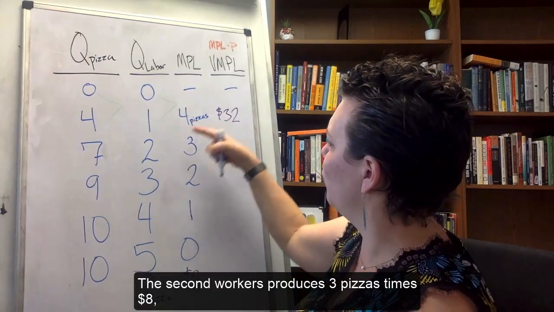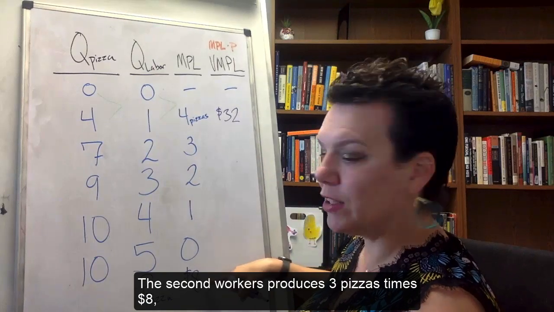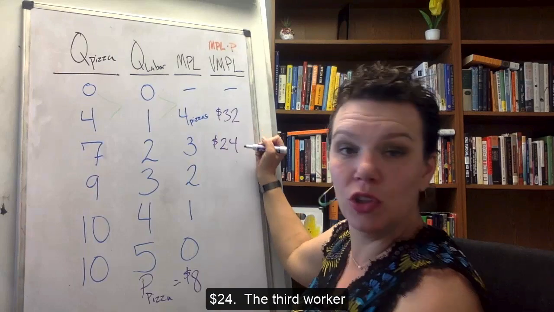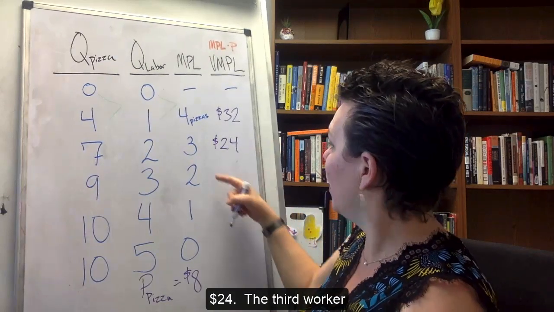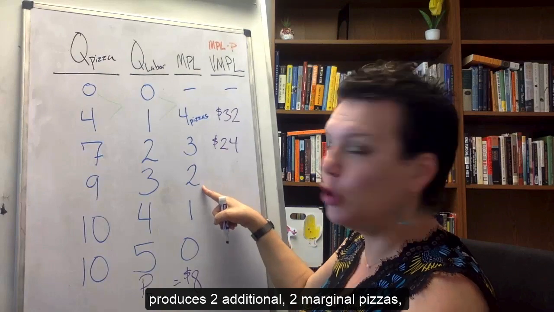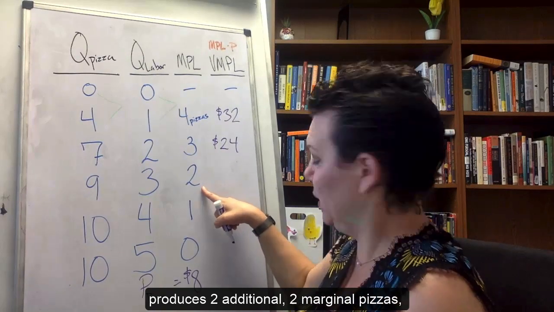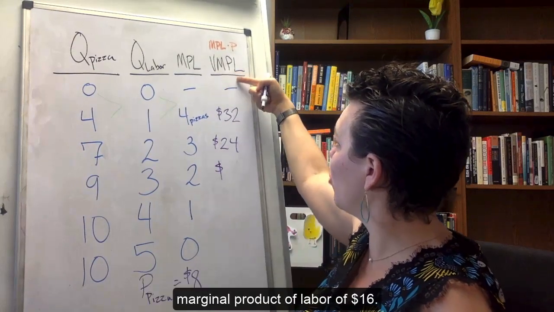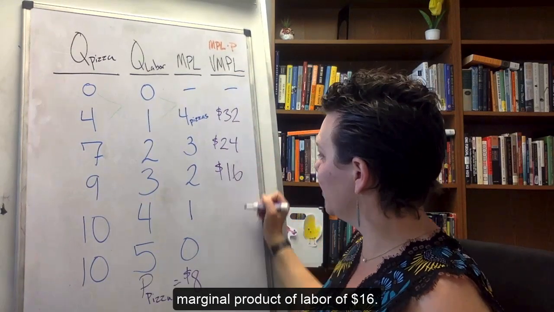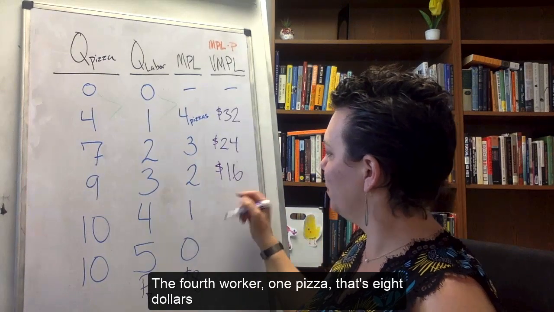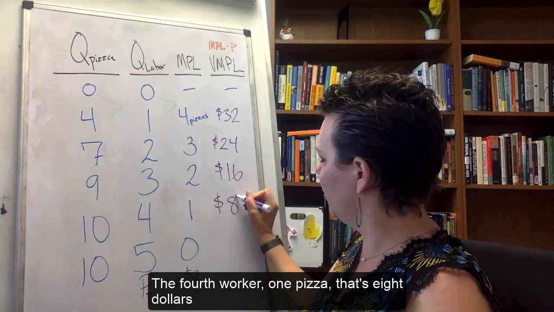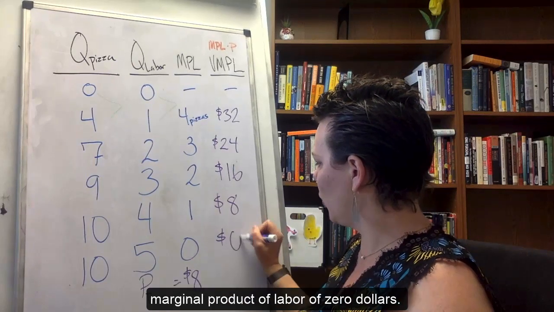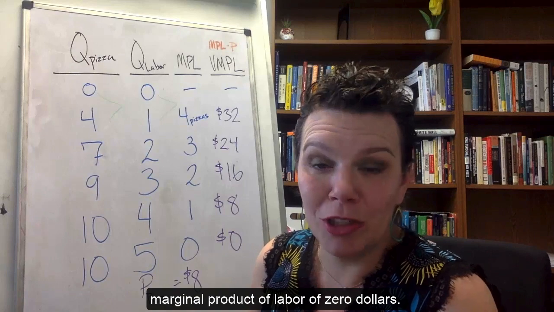The second worker produces 3 pizzas times $8 each, which gives us a value marginal product of $24. The third worker produces 2 marginal pizzas, which we can sell for $8 each, so they produce a value marginal product of labor of $16. The fourth worker, 1 pizza, that's $8. And then the fifth worker, no additional pizzas, that's a value marginal product of labor of $0.